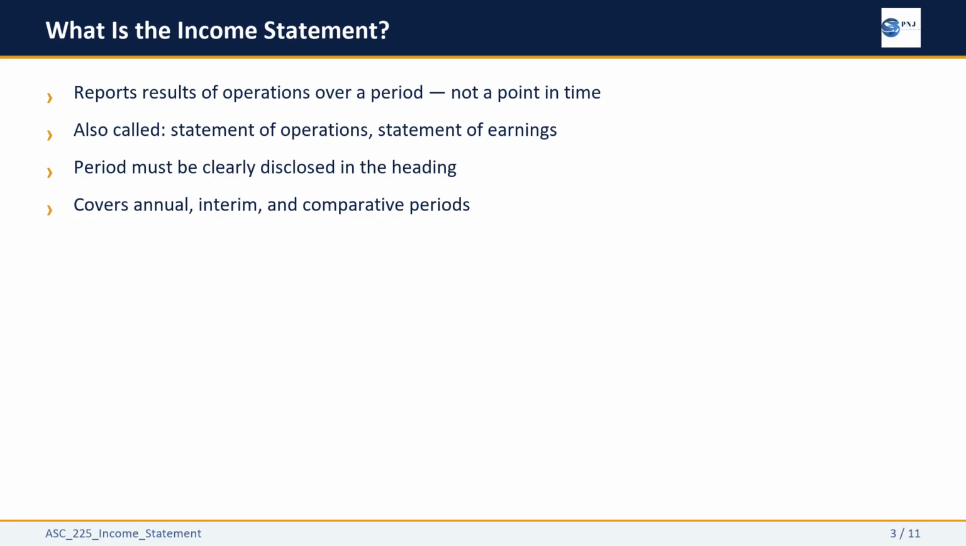Here is the first thing to get right. The income statement is not a snapshot. It is a film, not a photograph. It covers a period of time, a quarter, 6 months, or a full year. The balance sheet tells you where the company stands today. The income statement tells you what happened in between, and that period must be clearly disclosed in the heading of the statement. A seemingly small requirement, but one that prevents a lot of confusion about which results you are actually looking at.